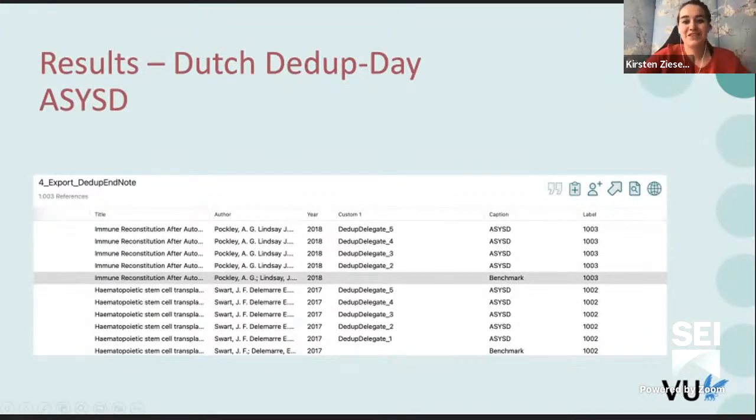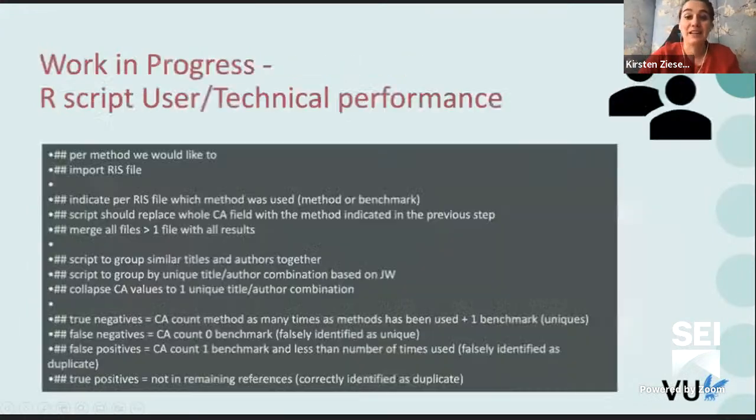We are relatively new to the R research field, but we quickly figured out that developing an R script to analyze the Dutch Dedup Day results was essential. While it would in theory be possible to manually go through all the results, it would be very time consuming. And especially when you look forward to larger data sets, we have to move over to an R script that could help us work through this data. This is a work in progress, and we definitely need help.